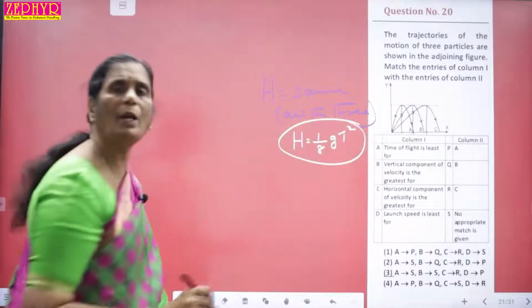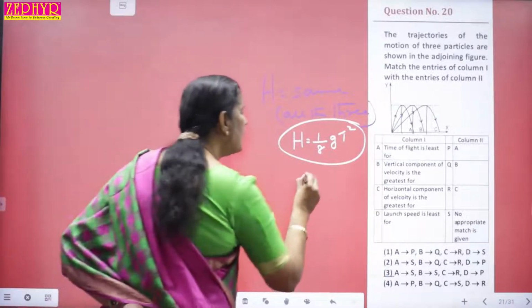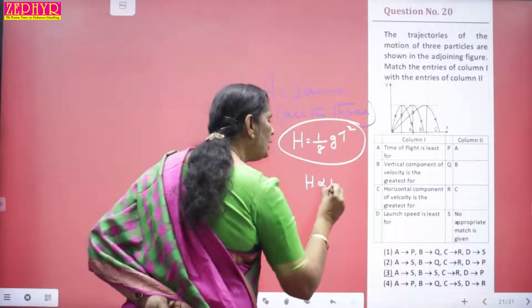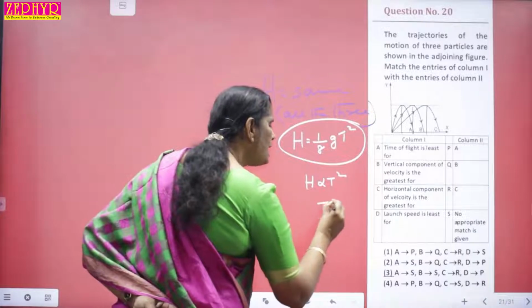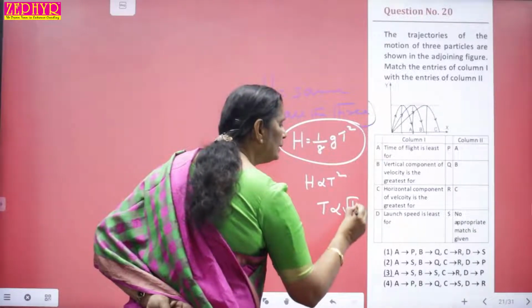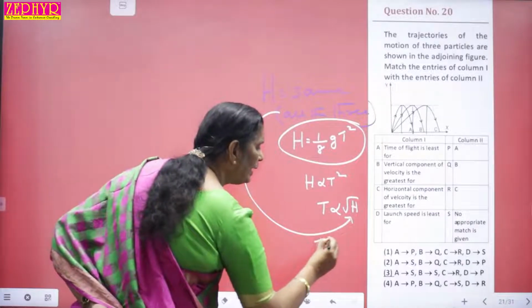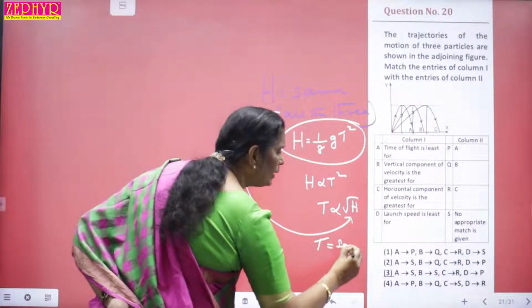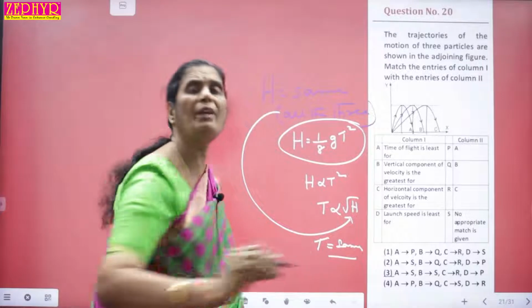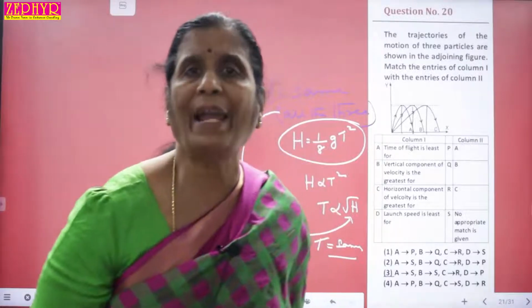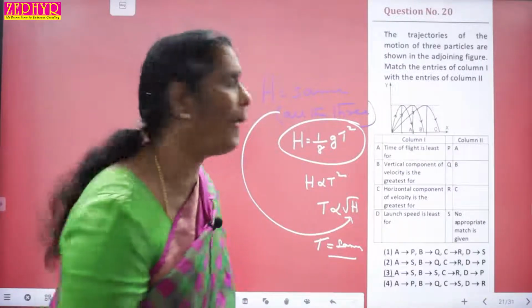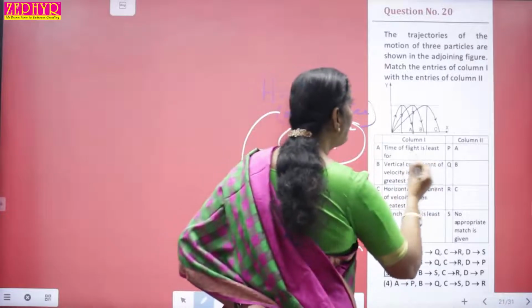And there is a super formula, you must have studied it. So H is proportional to T square, or T is proportional to root H. But I am telling you H is the same for all the 3. Therefore, T is also the same for all the 3. All the 3 will have the same time of flight. That is the answer.